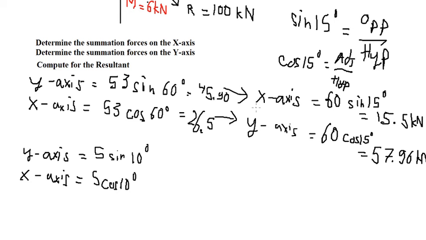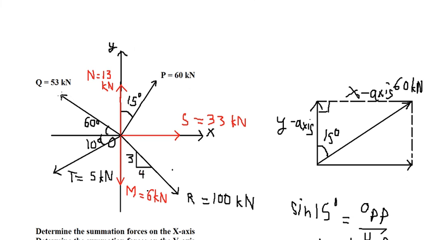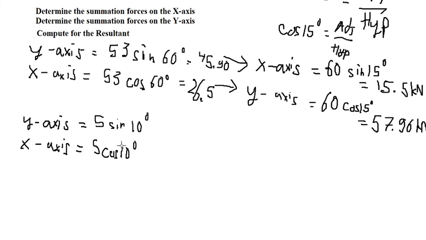Some students will ask the question: why for the x-axis we use 60 sine, but for this y-axis we use 53 sine? If we look carefully and draw the triangle in here, this one we need to use sine, but on this one they are different, because the triangles are different. That's why we need to be careful about sine and cosine here.